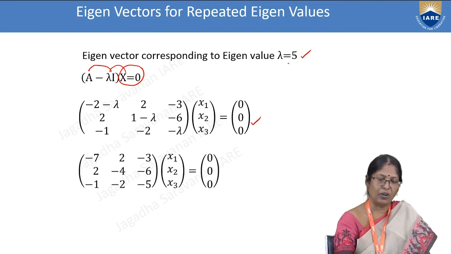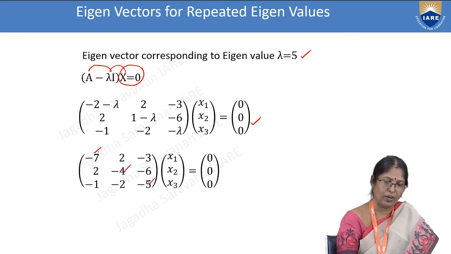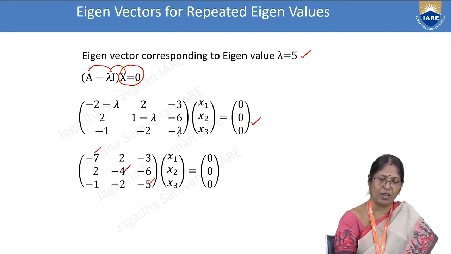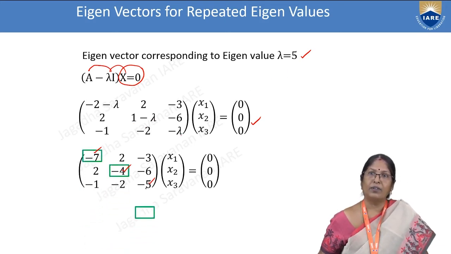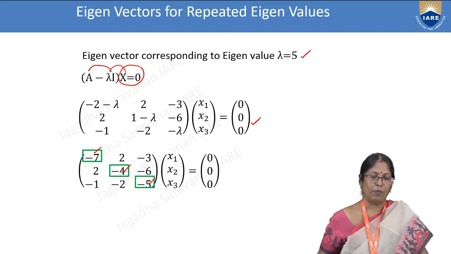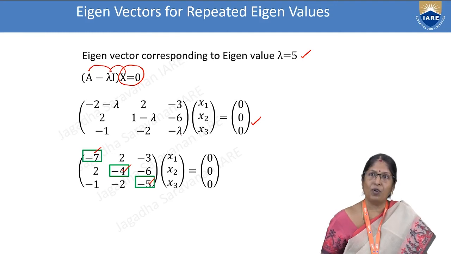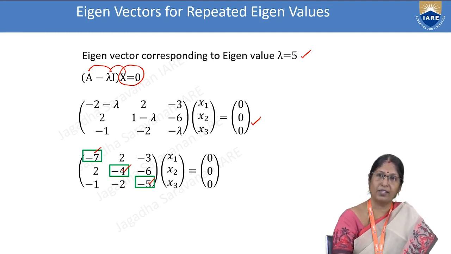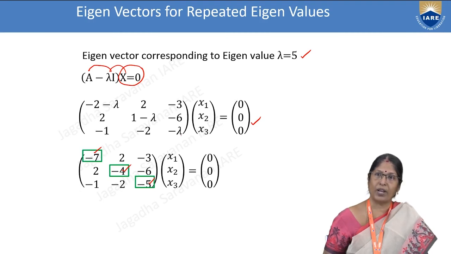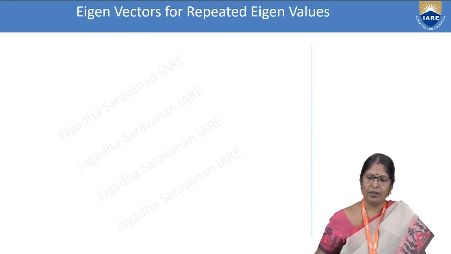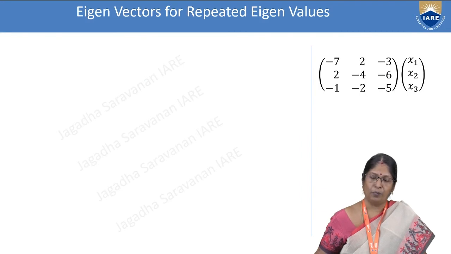Now, this we already got. Wherever lambda appears, we have to put lambda equal to 5. So we got minus 2 minus lambda, minus 7, 1 minus 5, minus 4, and minus lambda, so minus 5. You can see this in the rectangle. So minus 7, minus 4, minus 5: we substituted the value of lambda equal to 5 and got this matrix.